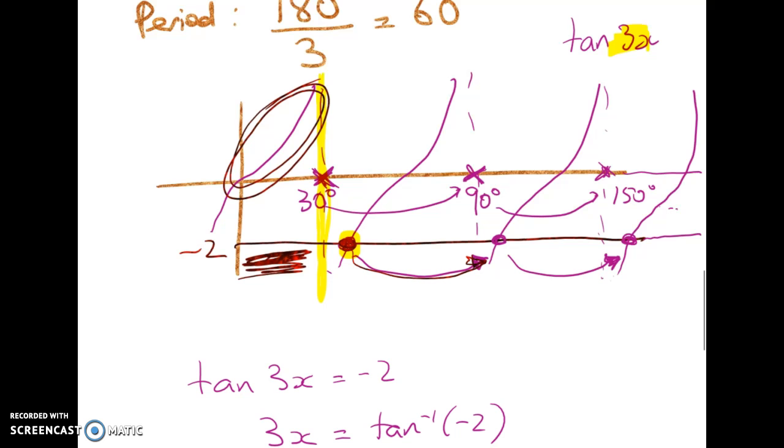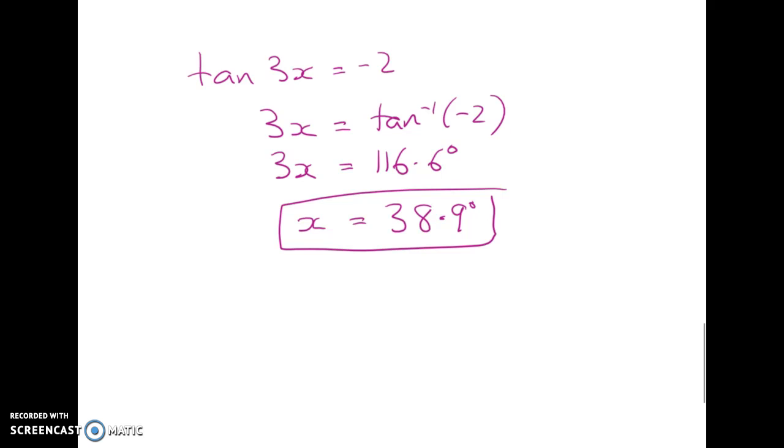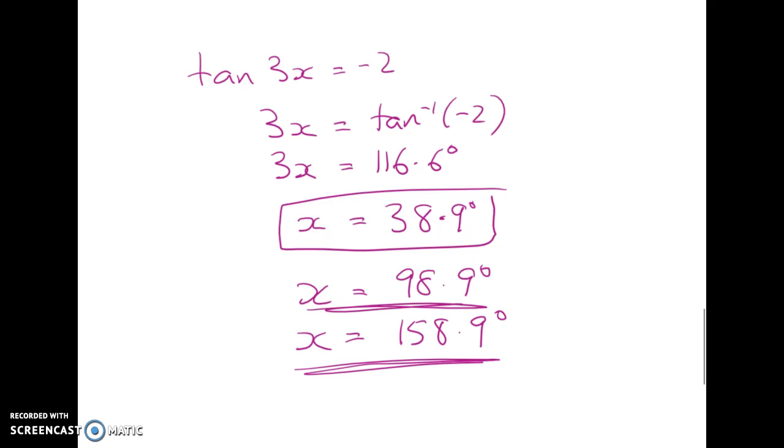And then I'm just adding on the period to get the next one, and then I can squeeze out one more solution. So we've got x is 38.9, and then x is 98.9 degrees, and then x is 158.9 degrees. So there we go. So 3 solutions and some nice revision of trig functions, right?